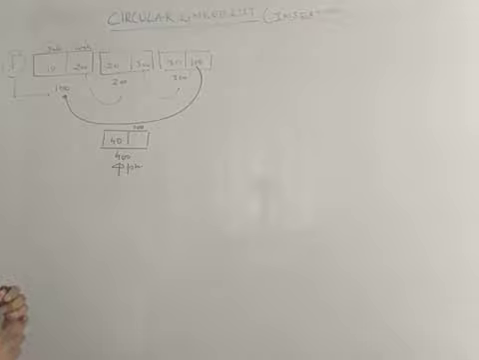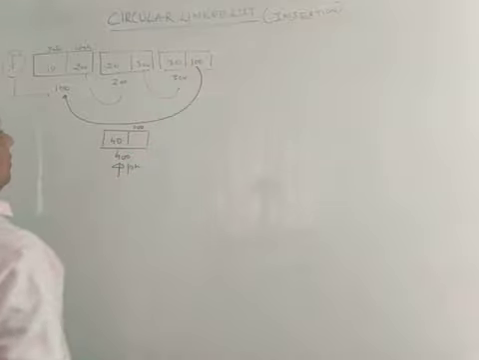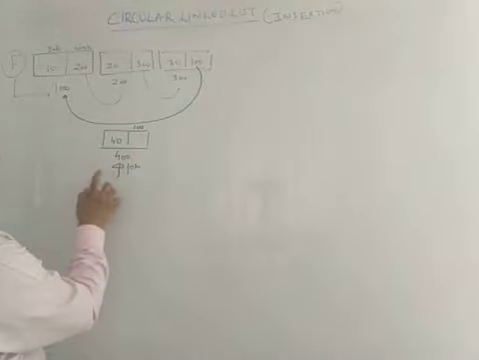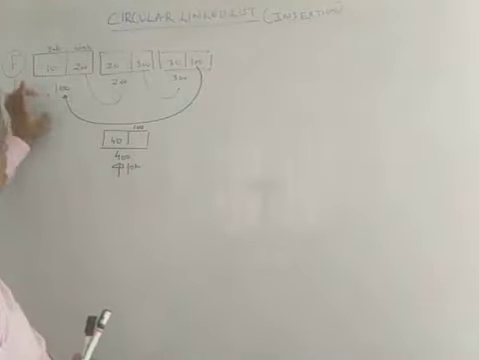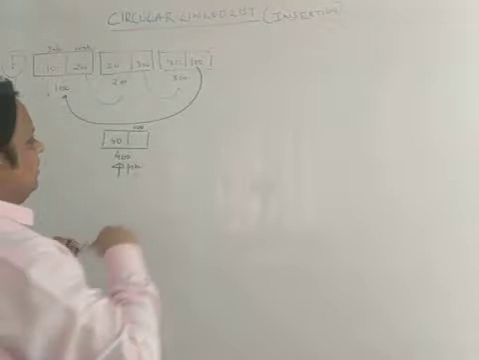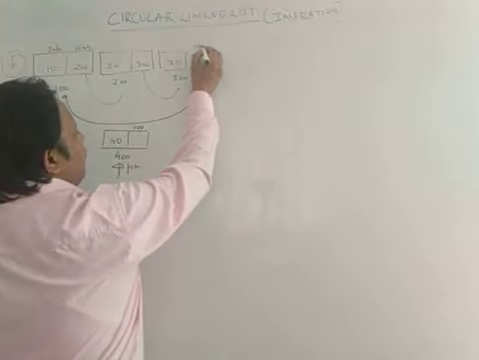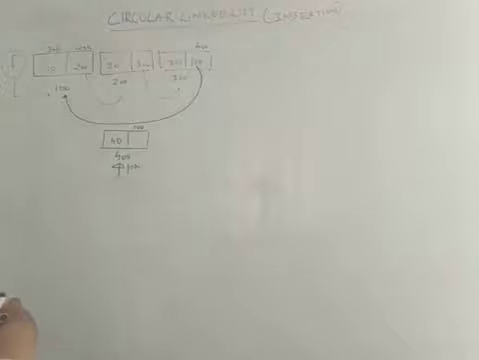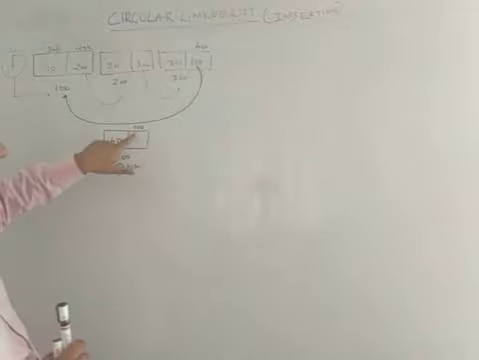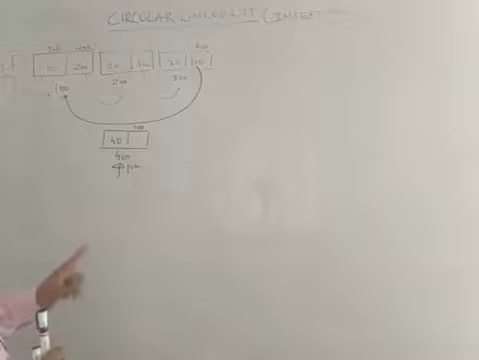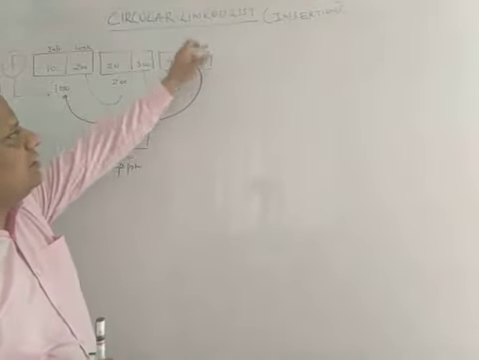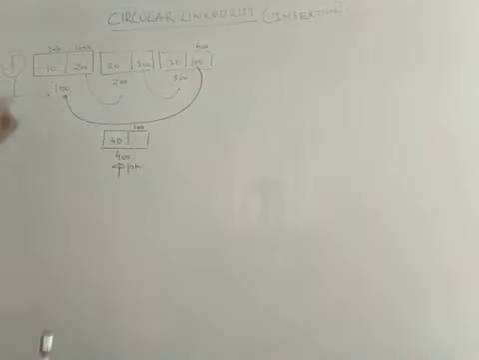And one more change will be required: the link part of the last node should contain the address of the first node. Since this will become my first node, this should contain 400. So we will have to make three changes. First, we want 100 here, right? Second, the link part of the last node should contain 400, and the third change is that the first pointer should contain the address of the very first node of the circular linked list, right? So let's start programming this.